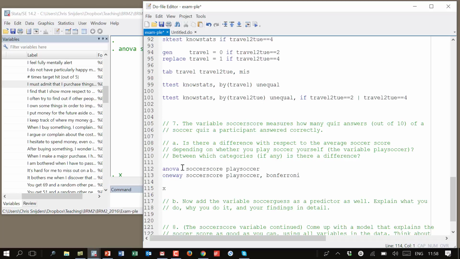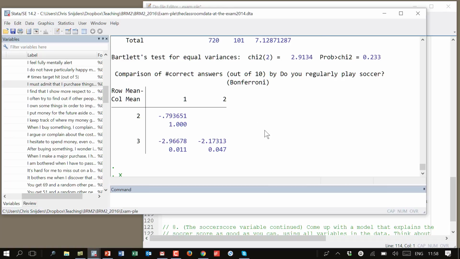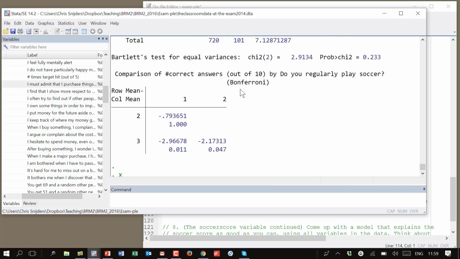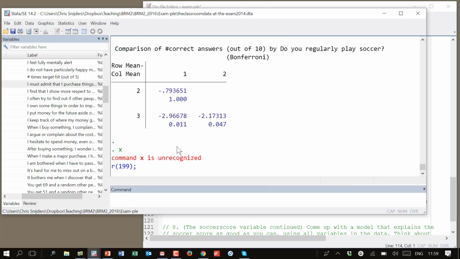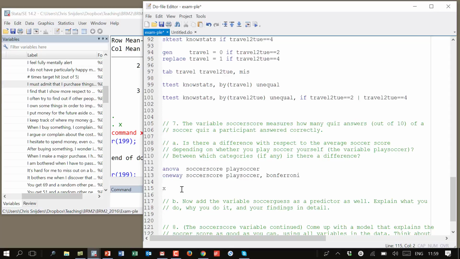By the way, I typically outline these kind of things also because it makes it easier to find your own typos if something goes wrong. So let's see, here we get that same result again. There are differences between the different categories, and we see here that the only difference that is significant actually is between 1 and 3. You see that there. Oh, is there another one? Oh yeah, and this one is also below 0.05. Indeed, indeed. So that is the answer to 7A.